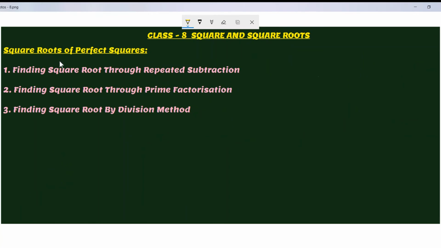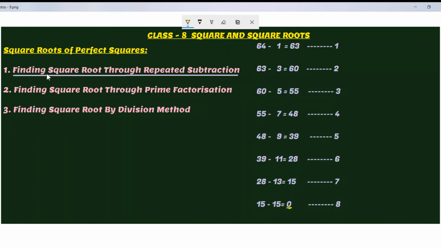To find the square root of a perfect square, there are three methods. One is repeated subtraction, next is prime factorization, and the third method is the long division method. This is the introduction class, so I have taken small numbers to explain these methods. Let's explain one by one.